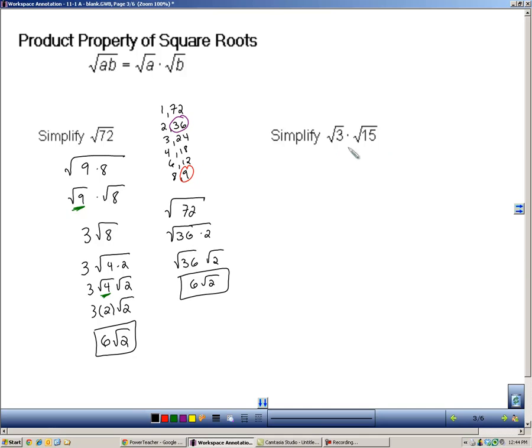Our next example has no perfect squares in either of those numbers. So what I'm going to do is take the square root of 3 times the square root of 15 and put it together and make it the square root of 45. Now why that's useful is there is a perfect square in 45. And the answer is 9. So root 9 times root 5 becomes 3 root 5.